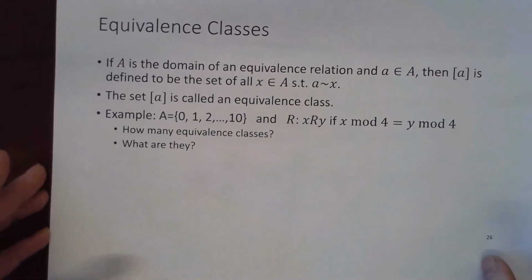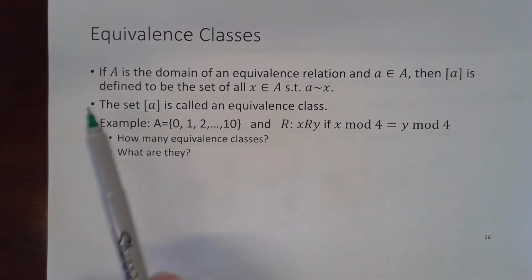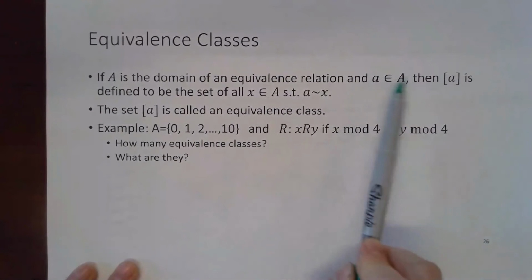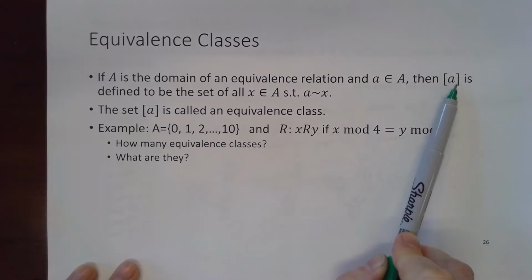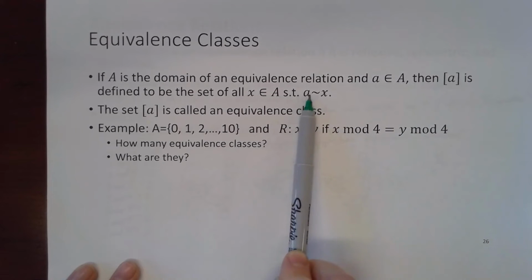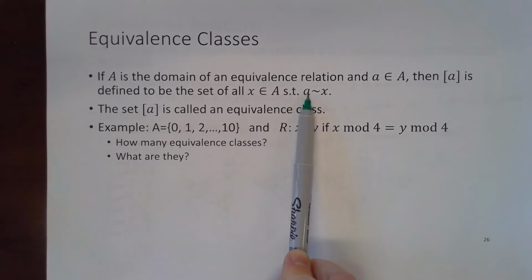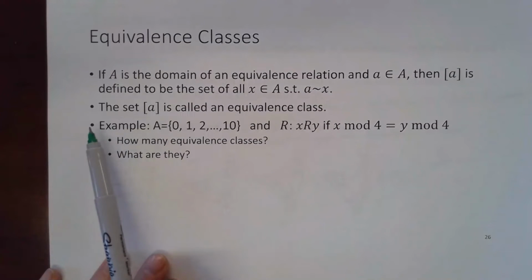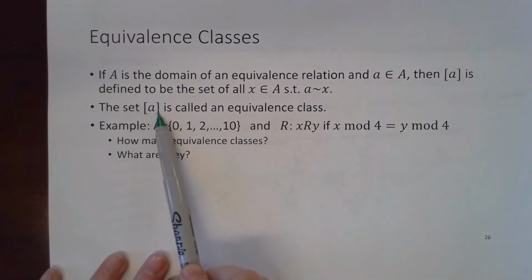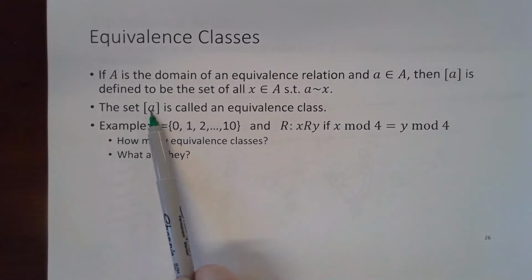All right, so equivalence class. We take an element, and then we look at every single element that's related to it. So if I have an x that's related to A, I'm going to stick it in that class. The notation for that is I put these little square brackets around an element, and everything that's equivalent to that will be in that equivalence class.